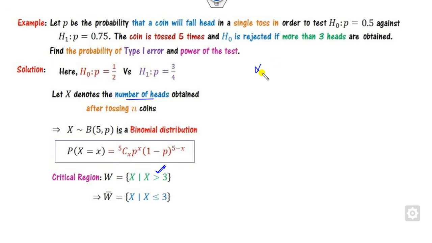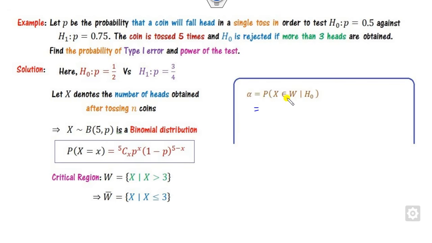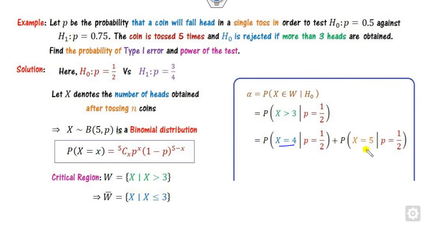You have to define the value of alpha, and you have to calculate 1 minus beta. This is your target. We can start from here. What is the value of x belonging to w, that is x greater than 3. Now since it is discrete and the maximum value is 5, I can write this as 4 and 5.